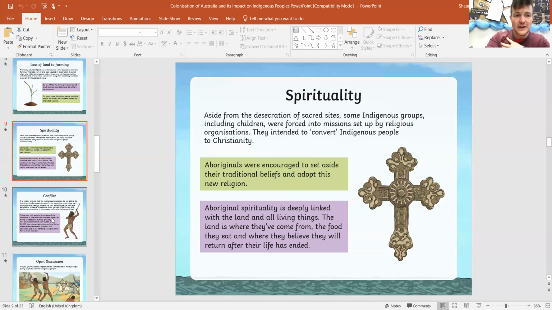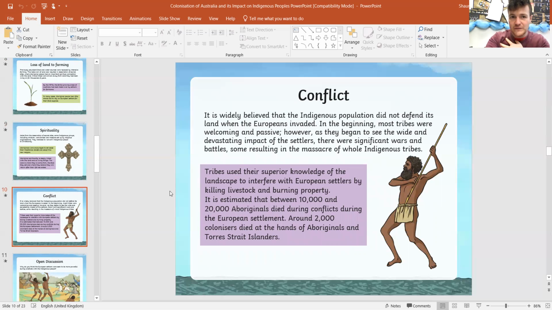And then because of that, there were lots and lots of conflicts, lots of war between the indigenous people and the British invaders. So you can read about how many people ended up dying in the sorts of wars and battles that they had as well. It's something that is really hard hitting and quite important to read about. So hopefully you've made a few notes on those as well.